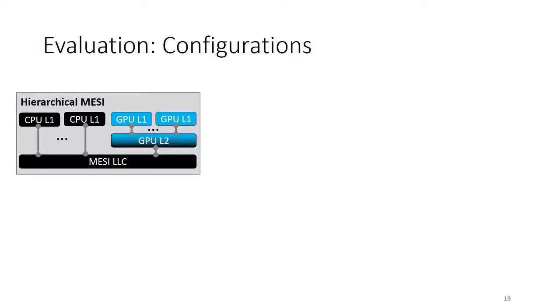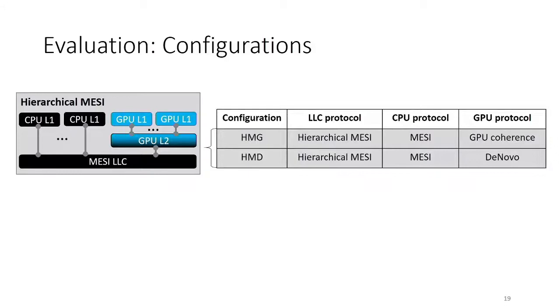We use two configurations to evaluate. Our baseline is a hierarchical MESI. This is similar to what the AMD APUs do. The CPU follows a regular MESI protocol, and we have GPUs hanging off the network. The GPUs follow either our DeNovo protocol or GPU coherence.